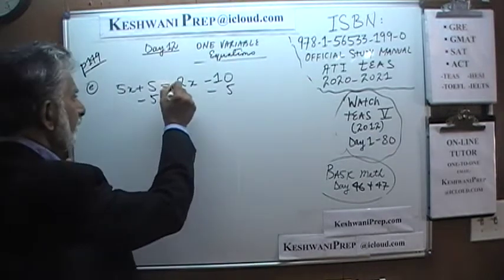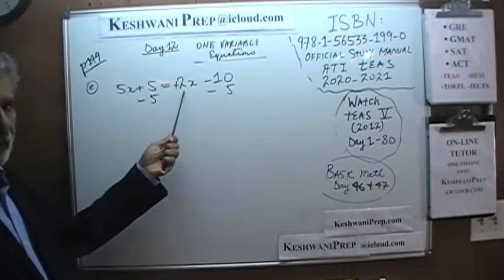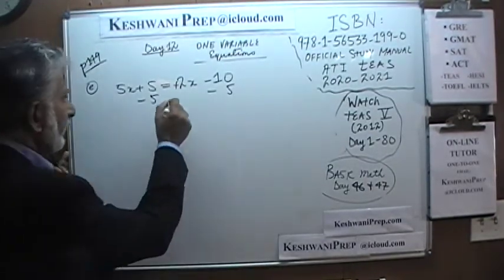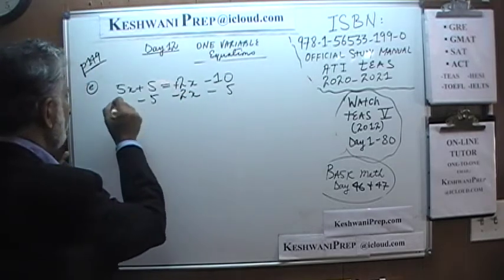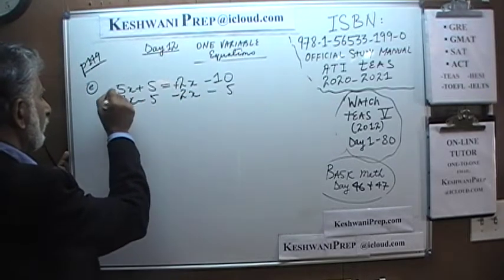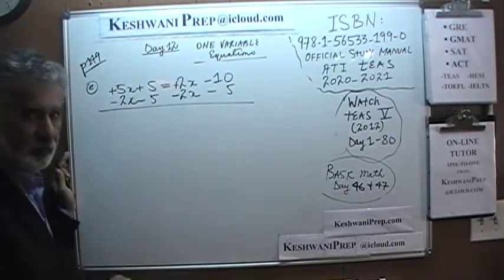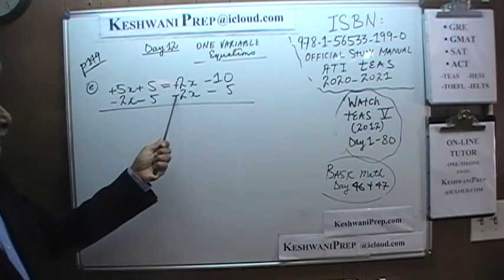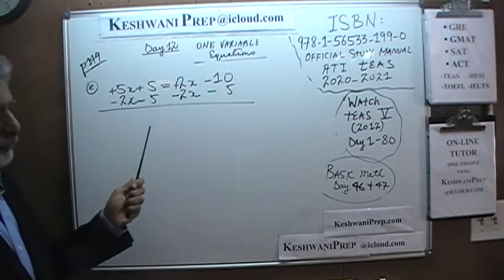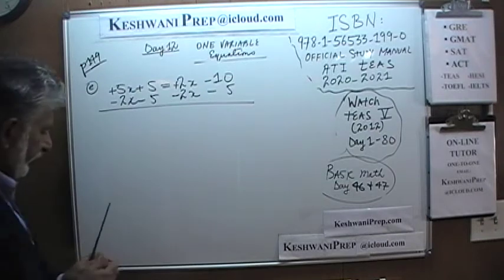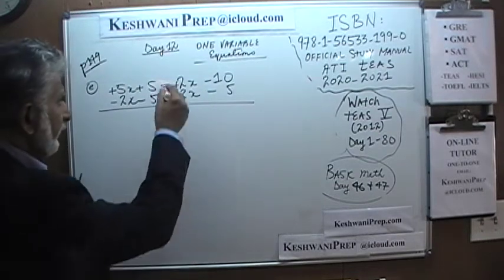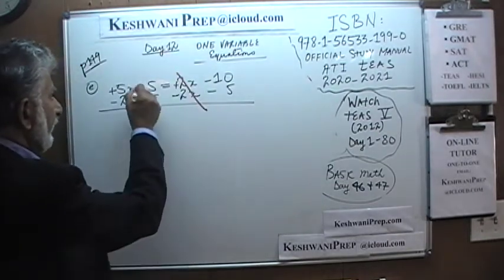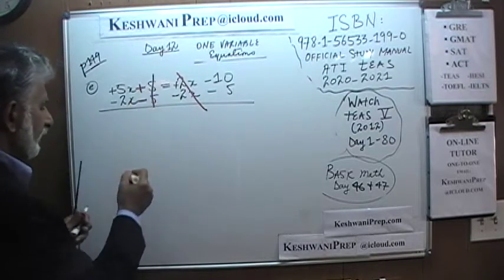And here we have a positive 2x. How do we get rid of it? How do we bring it to this side? Well, subtract 2x from both sides. Why? Because we want to do the opposite. If it's positive, we want negative. If it's negative, we want positive. So positive 2x and negative 2x, they're going to kill each other. And a positive 5 and a negative 5, they're going to kill each other, and they're gone.